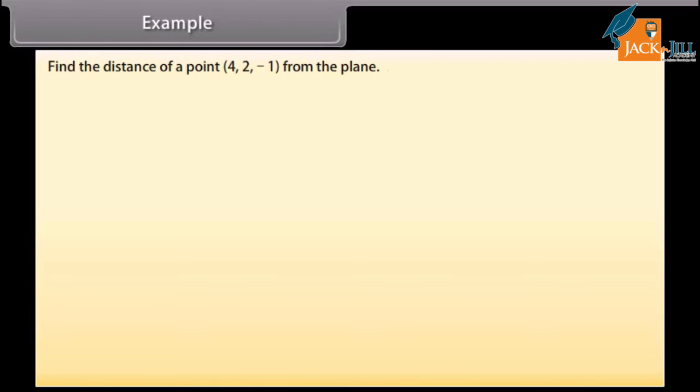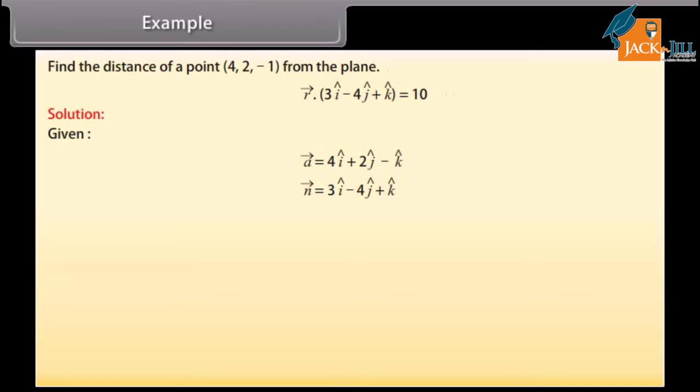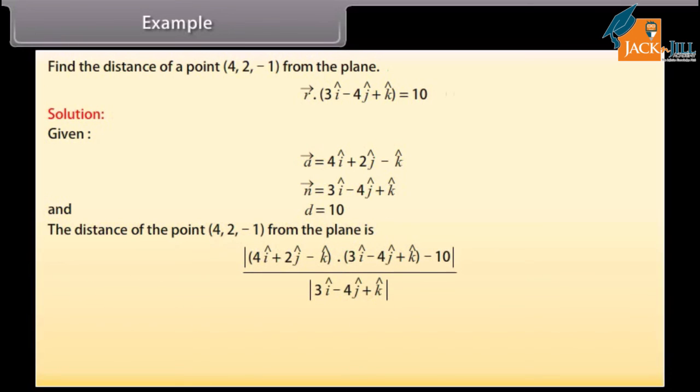Example. Find the distance of a point (4, 2, minus 1) from the plane. Solution. Given vector A equals 4 cap i plus 2 cap j minus cap k, vector n equals 3 cap i minus 4 cap j plus cap k, and d equals 10. The distance of the point (4, 2, minus 1) from the plane is equal to modulus of 12 minus 8 minus 1 minus 10 by modulus of square root of 9 plus 16 plus 1, which equals 7 by square root of 26.